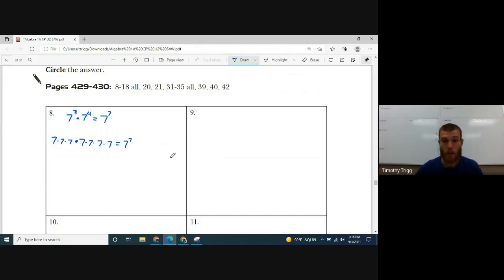Question 9. Here we have negative 6 to the power of 12 times negative 6 to the power of 5 times negative 6 to the power of 2. Okay. So this would be negative 6 to what power? Well, again, we have the same base, so when we're multiplying, we can just add those powers. So 12 plus 5 plus 2, that's 19. So this is the same as saying negative 6 to the power of 19.